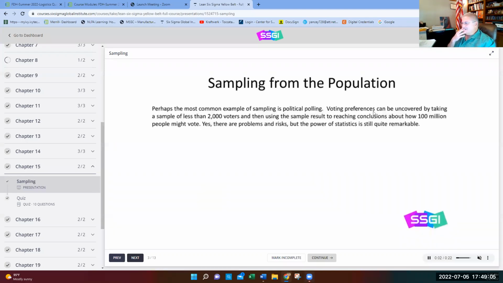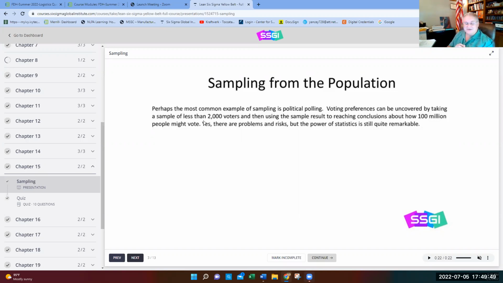So this is talking about political polling, saying that they uncovered, by taking a sample of 2,000 voters, a conclusion of how about 100 million people might vote. So if they surveyed 2,000 people and there's 300 million voters, 2,000 isn't much of a chunk to figure out who's going to vote what way. And so that's why a lot of times they get the polls wrong when they make some type of forecast on who they think is going to win these different elections. But again, if it's over 30, it's a real survey.